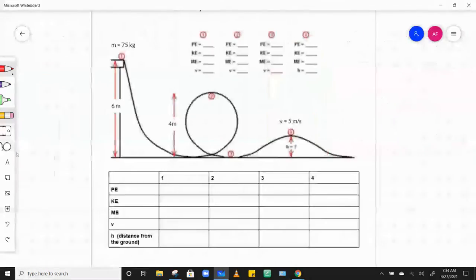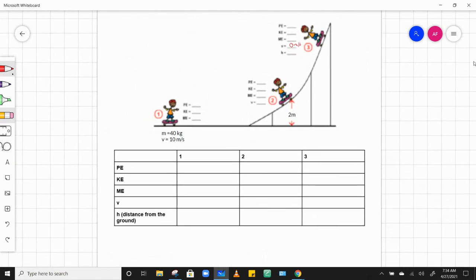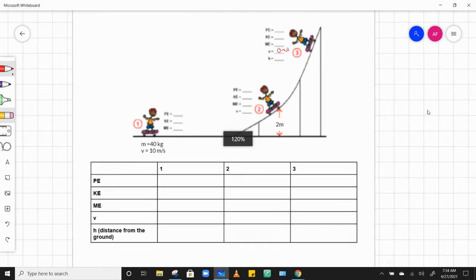All right. And then the other problem is this roller coaster problem. We're going to drop a marble off this roller coaster. It's going to go down, it's going to loop around, and it's going to come here. We want to be able to find the potential, kinetic, and mechanical energy at each point, as well as the velocity and the height at each one of these points. Okay. All right. So let's start with this one here.